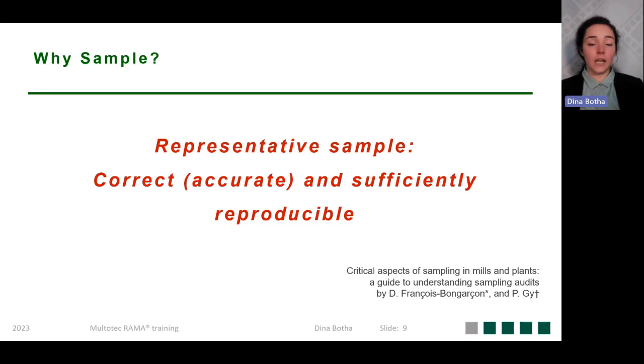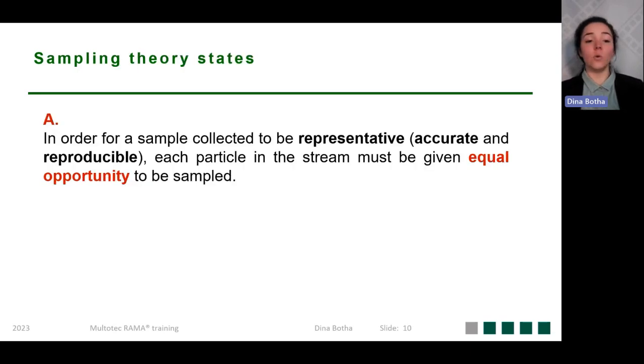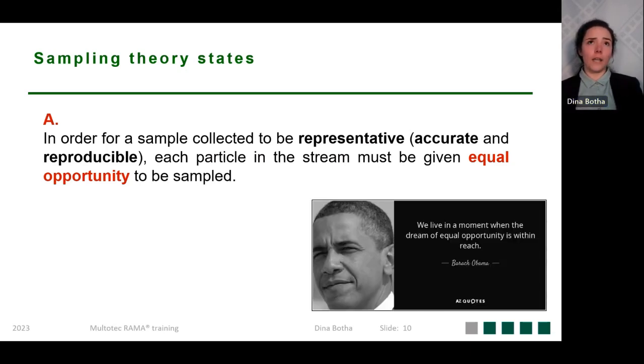When we take this back to slurry, the theory of sampling states that in order for a sample to be collected to be representative, each and every particle in your process stream needs to be given equal opportunity to be sampled. Maybe you are wondering why that poll doesn't make sense. It's because you weren't asked. You weren't given the opportunity to state your opinion.